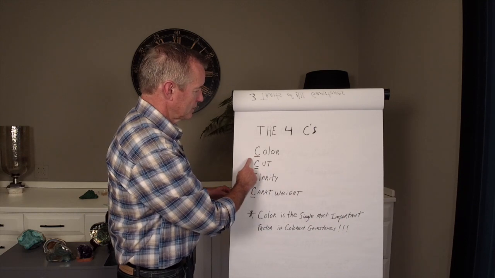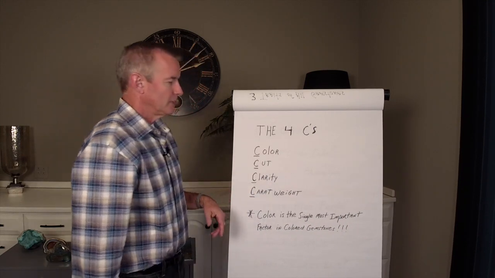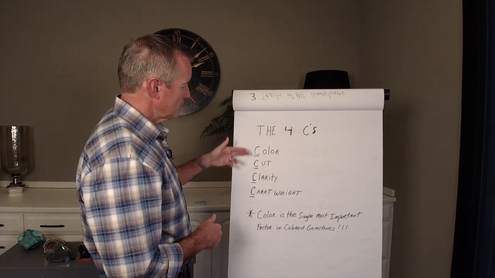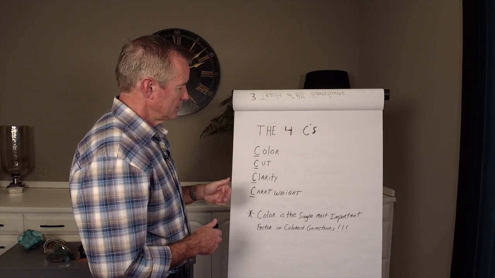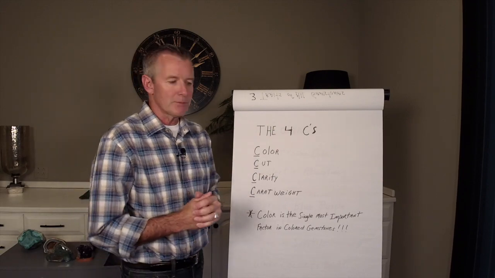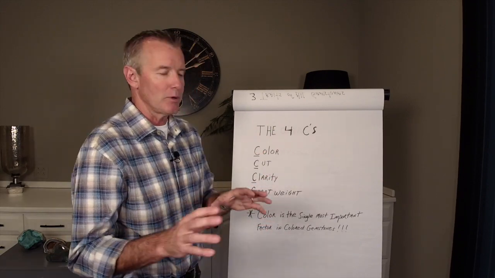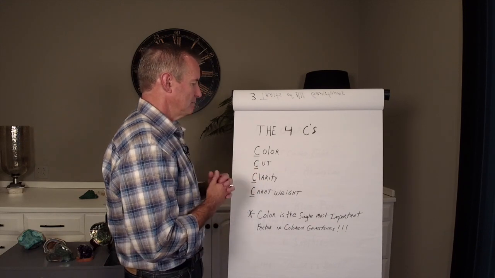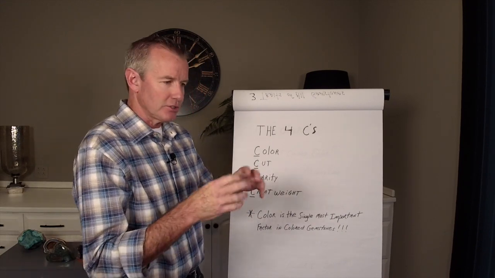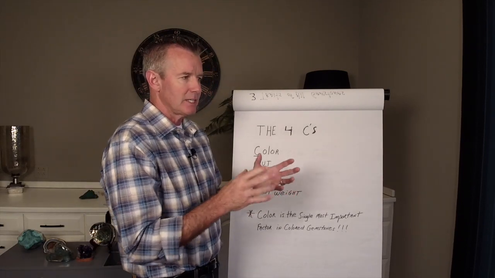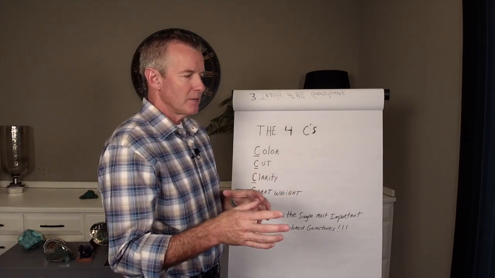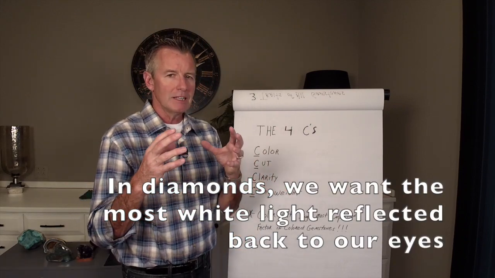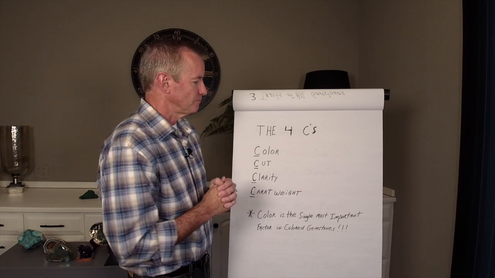Now notice I put color first. And most of the times when you're talking to someone who deals in diamonds, they're going to talk about cut, color, clarity, carat weight. Well, I put color first because in a colored gemstone, it is the most important thing. Cut is the most important thing in a diamond because there are certain ratios and percentages that a diamond has to be cut to, because with a diamond you're looking to return the most light back to the eye.